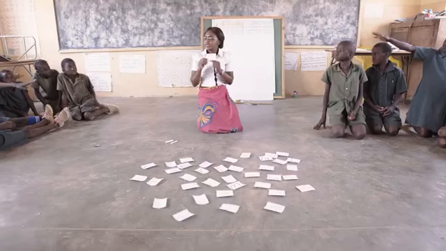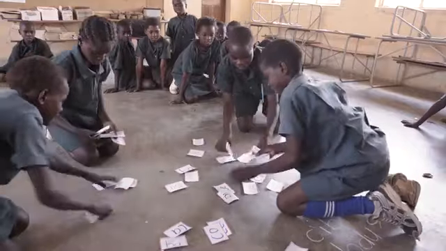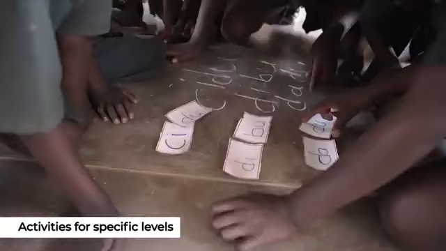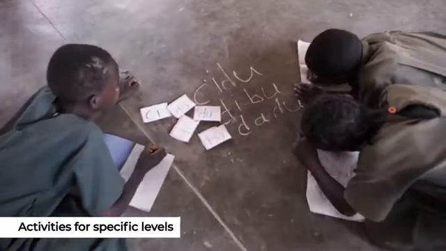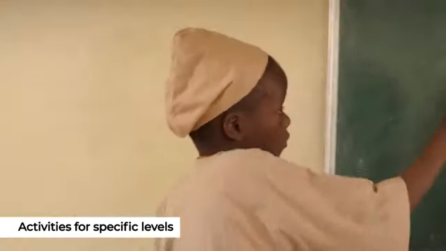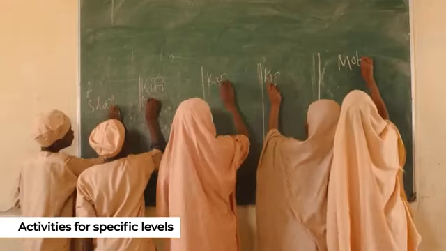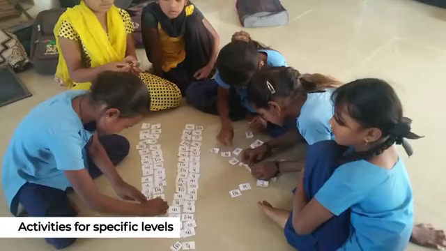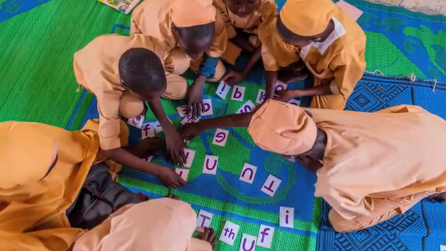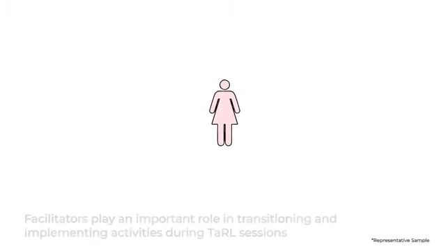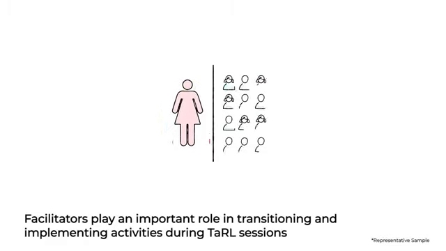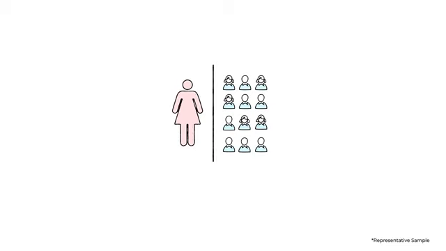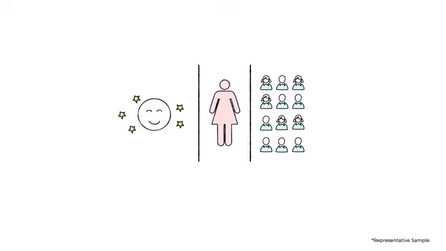However, all activities may not be suitable for a whole class demonstration. For example, an activity specifically designed for children at beginner level may not be relevant to all the children during a whole class demonstration in heterogeneous groups. Therefore, instead of demonstrating this activity to the whole class, the facilitator may ask children at beginner levels to conduct the activity in small groups. The facilitator thus plays an important role in making these transitions successful and in implementing TaRL activities in the classrooms efficiently. Facilitators are also responsible for creating a positive learning environment.